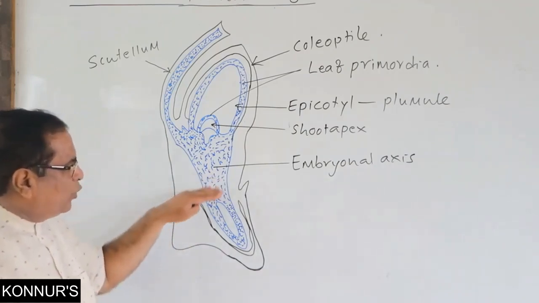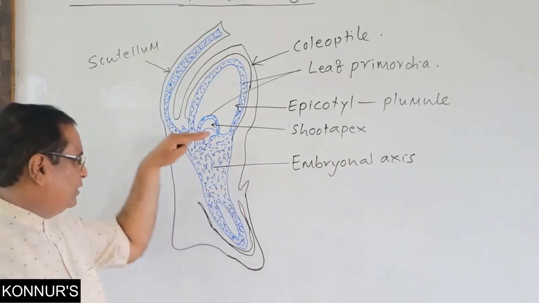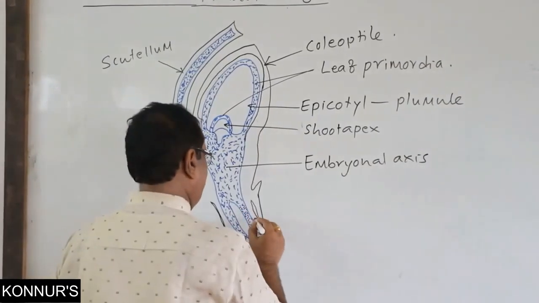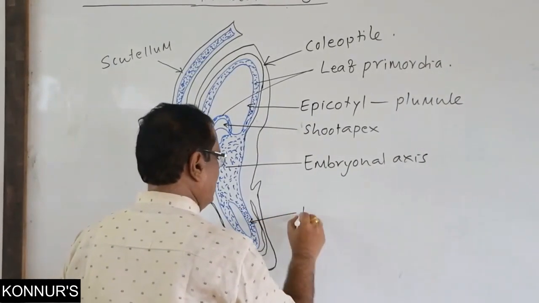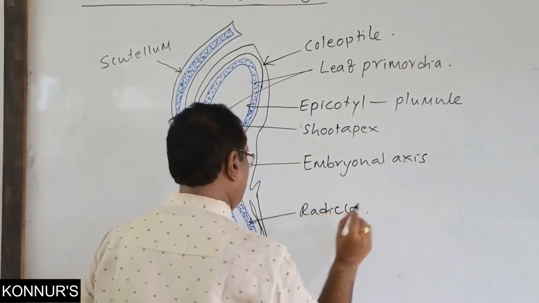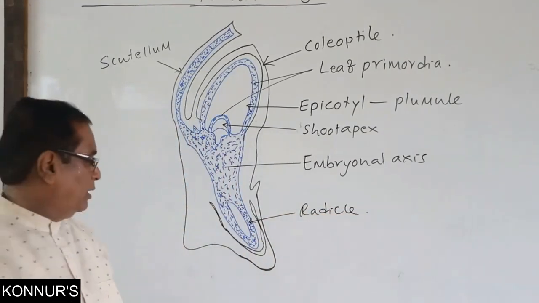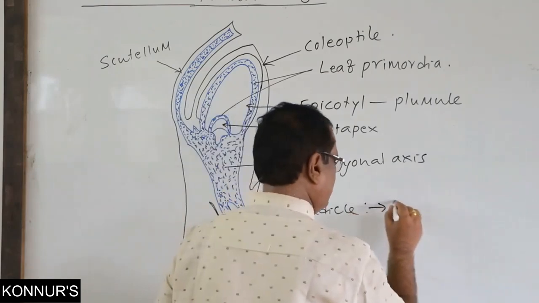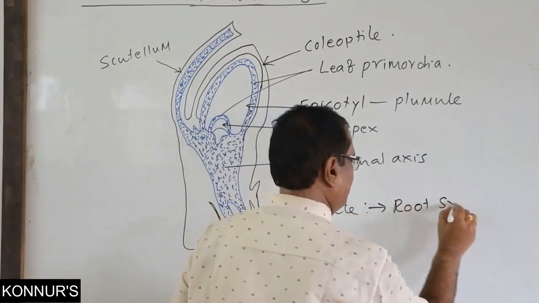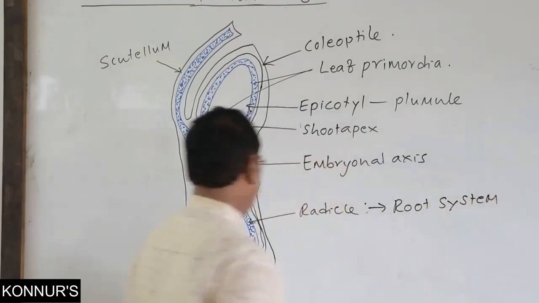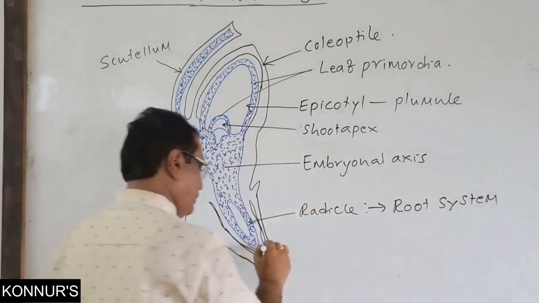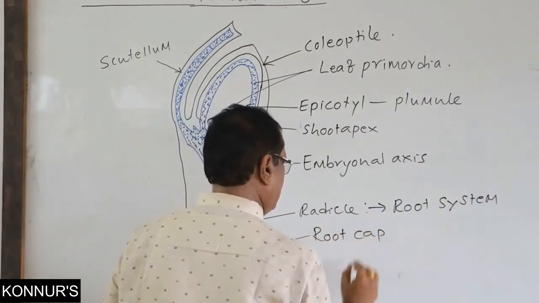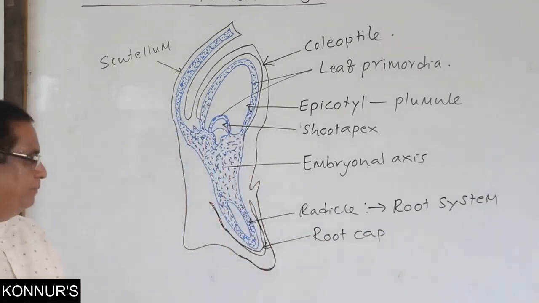And a portion of embryonal axis below the position of scutellum is named radicle. And that radicle gives rise to the root system, and this radicle is covered by a root cap.